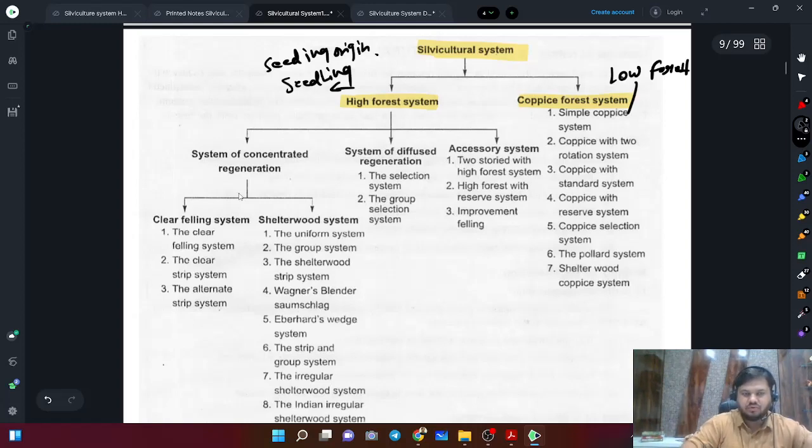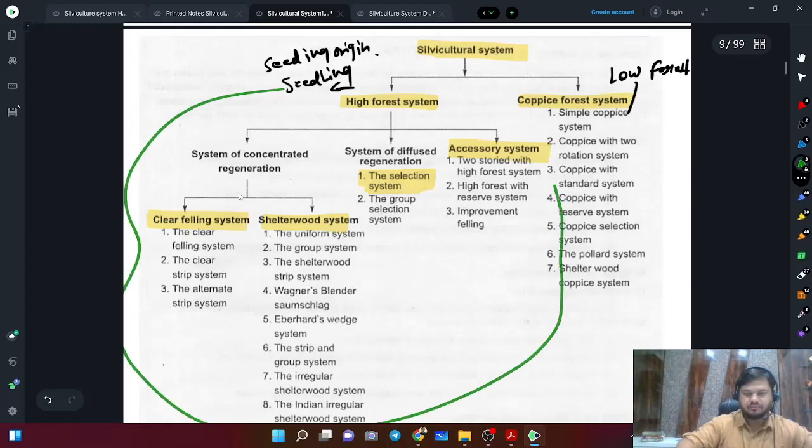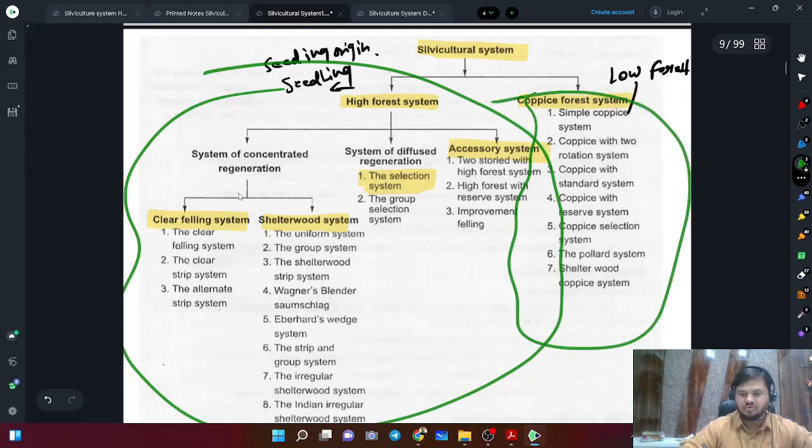So they are divided into three, right? Just remember these names for now: clear felling system, shelterwood system, and selection system. These are the three important keywords which for now we need to remember, right? And then there are some systems which do not fit anywhere, so we call them accessory or miscellaneous systems. There are three examples of those. This is all high forest, right? These are all high forest systems. And then this one is the coppice system, which has some forms.